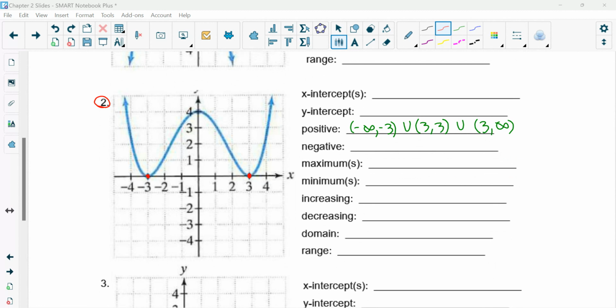And then, is there any place where it's negative? Good. Are there any values where we're negative? Nope, so that'd be none. All right, any questions on last night's homework then? Anything else?